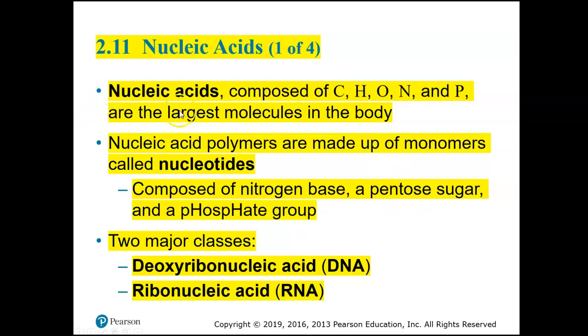Nucleic acids are composed of carbon, hydrogen, oxygen, nitrogen, and phosphorus. They are the largest molecules in the body. The polymer is the nucleic acid, and the monomers or building blocks are called nucleotides. A nucleotide is composed of a nitrogen base, a pentose sugar, and a phosphate group.